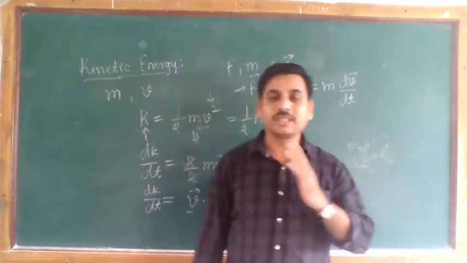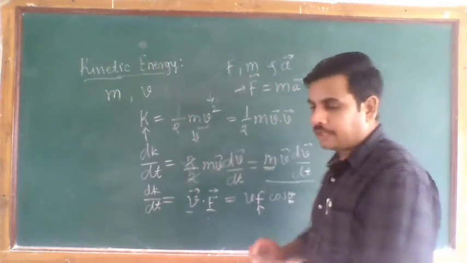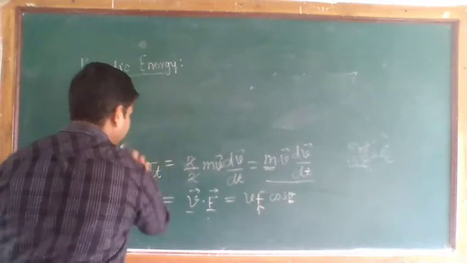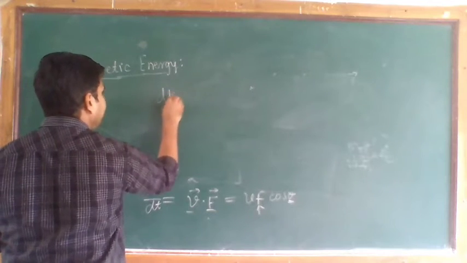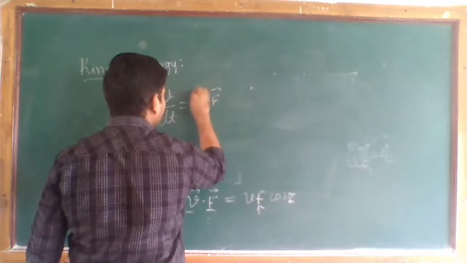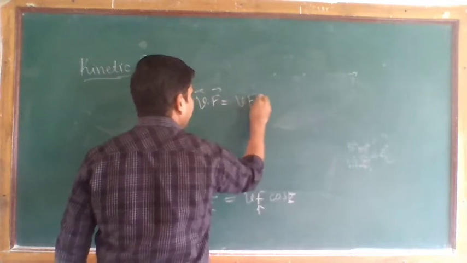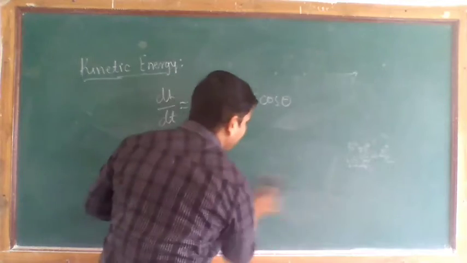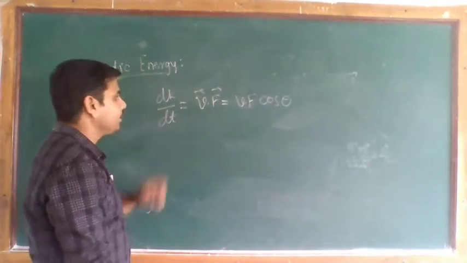And if this force is perpendicular, now here we can see that if we are considering, okay, I am leaving all these things and simply considering dK/dt, which is nothing but P dot F, which is nothing but PF cos theta. This theta is the angle between this applying force and velocity.